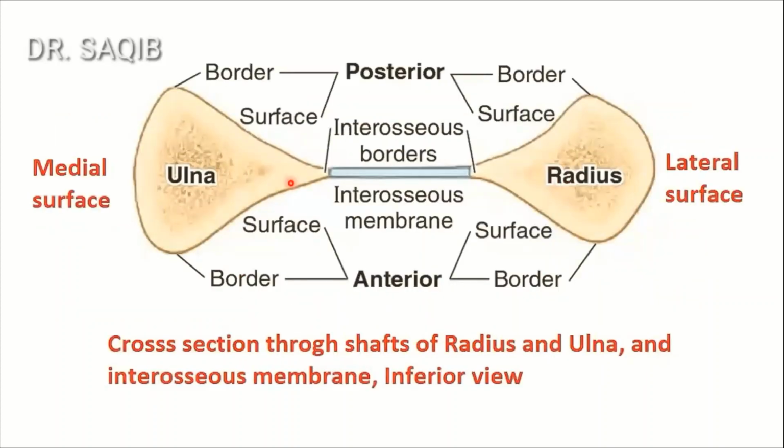This is a cross section through the middle of the shaft of the 2 bones. This is ulna. This is the medial surface, this is the anterior surface, and this is the posterior surface. These are the 3 surfaces, and the borders. This is the posterior border. This is the anterior border, right? And this is the interosseous border. And this is the interosseous membrane attached to the interosseous border of the ulna, extending to the interosseous border of the radius.